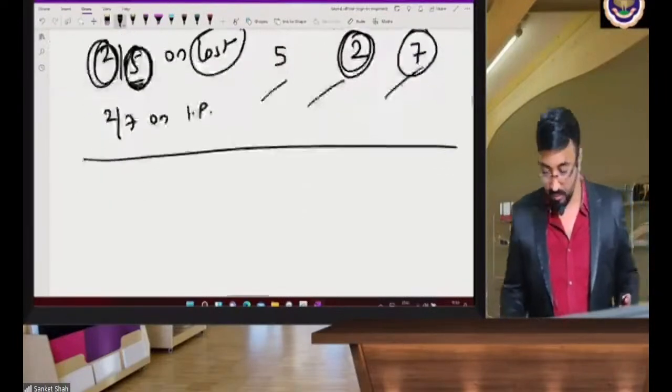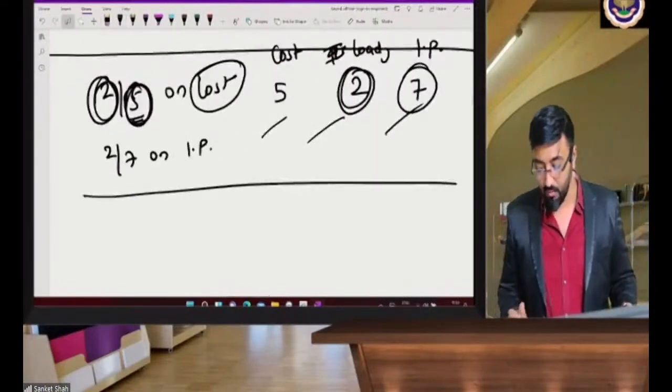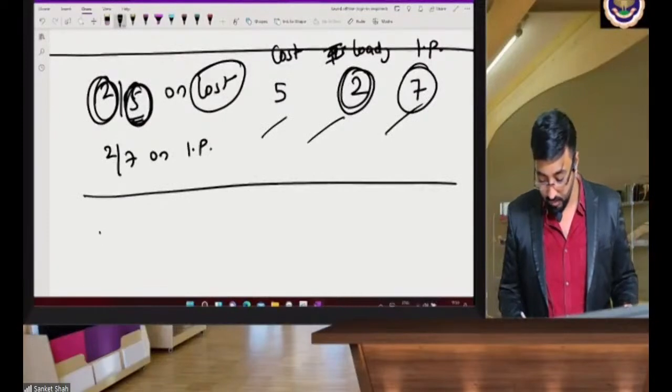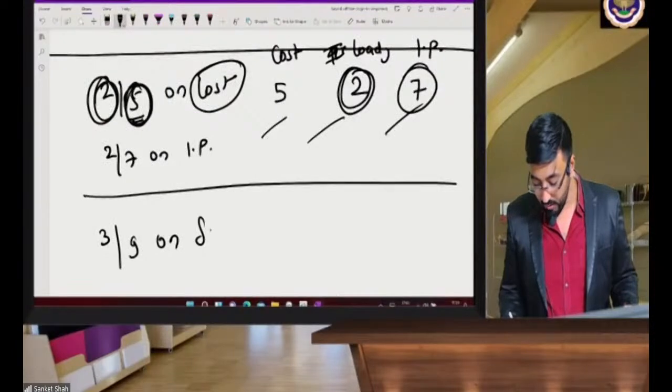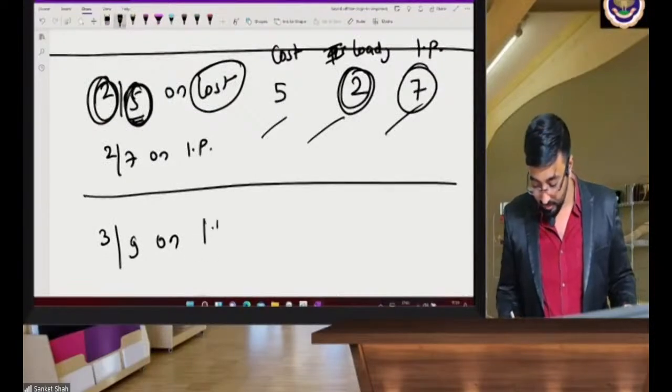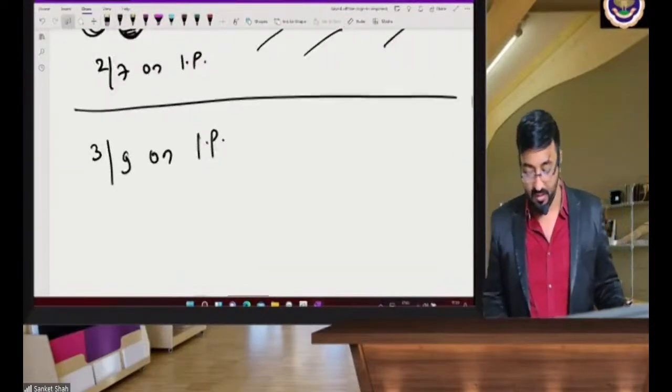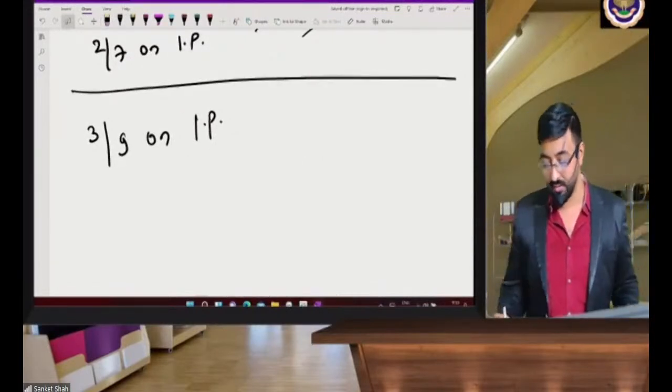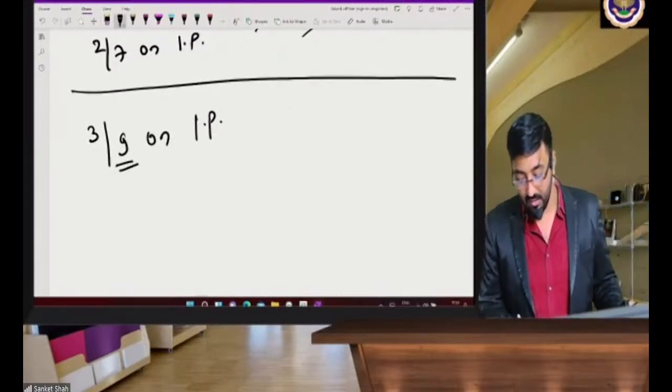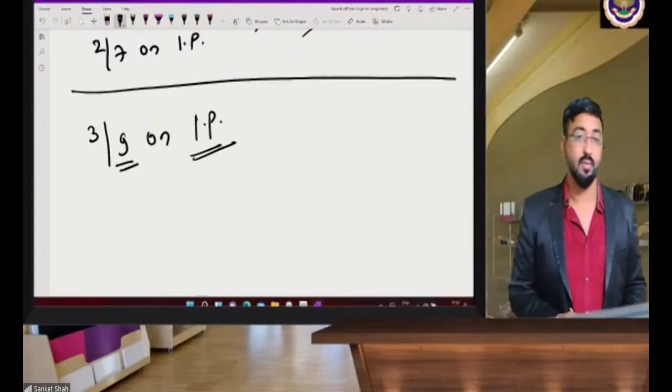Chalo. So the last one. Same way you have to answer me. 3 by 9 on invoice price. 3 by 9 on invoice price. Let's see how many of you can answer this question. 3 by 9 on invoice price. I gave you a hint also.